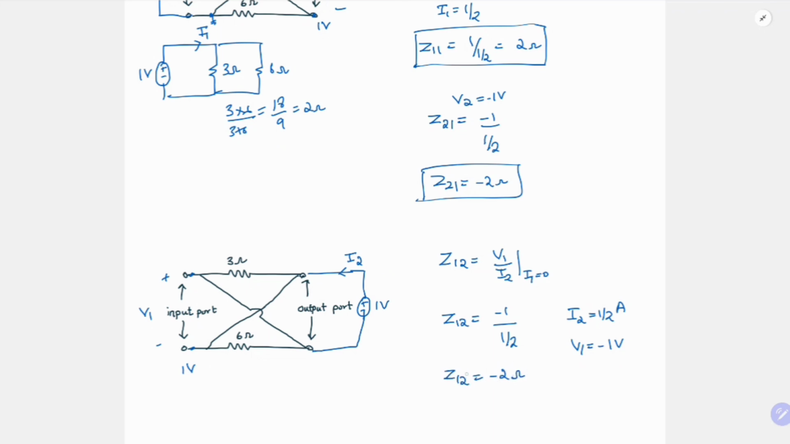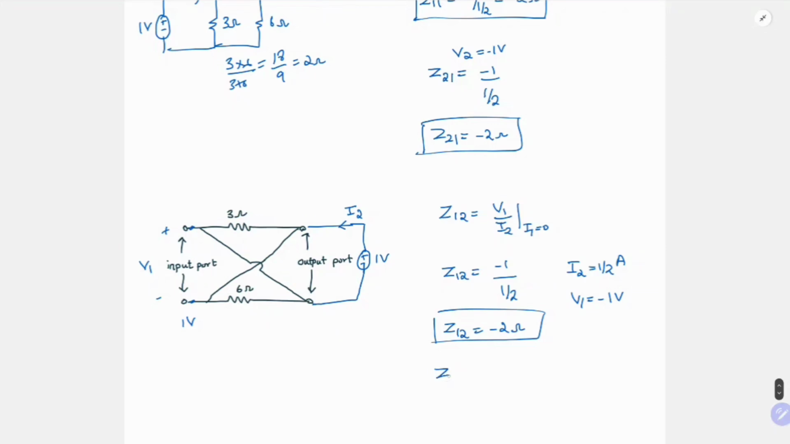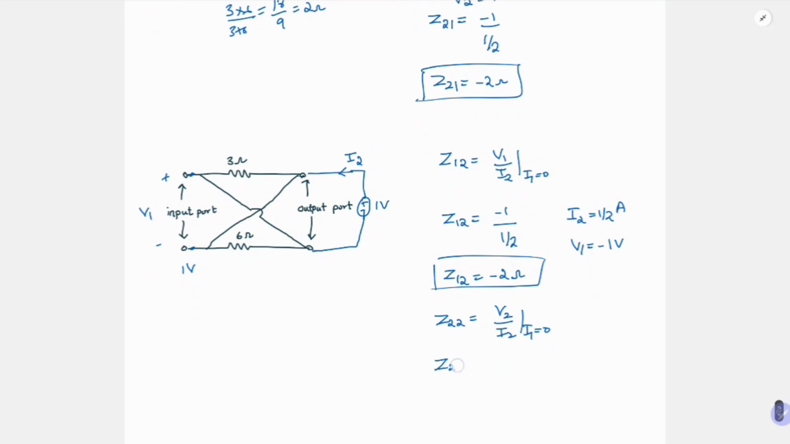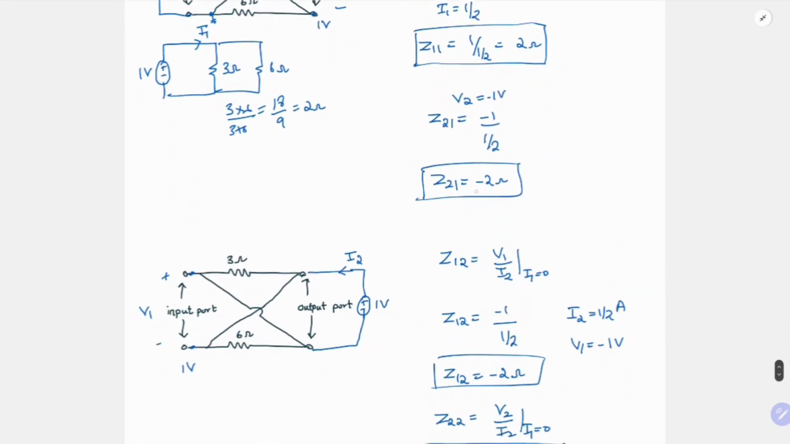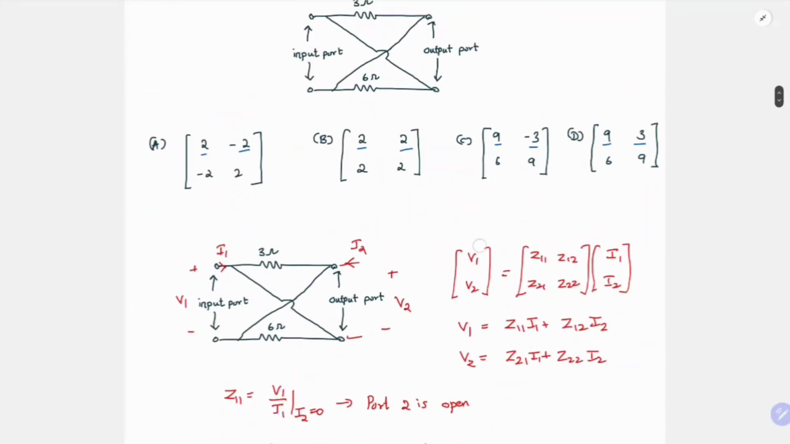And similarly Z22 is V2 by I2 when I1 is 0. Here V2 is 1 volt, so Z22 is 1 by 1 by 2, which is again 2 ohms. So your four parameters are 2, minus 2, minus 2 and 2. So we have verified it also.